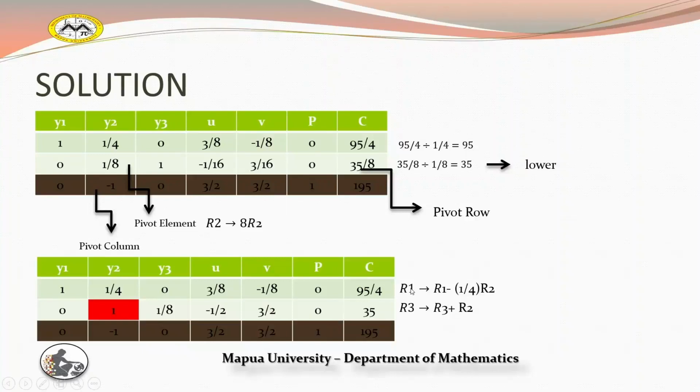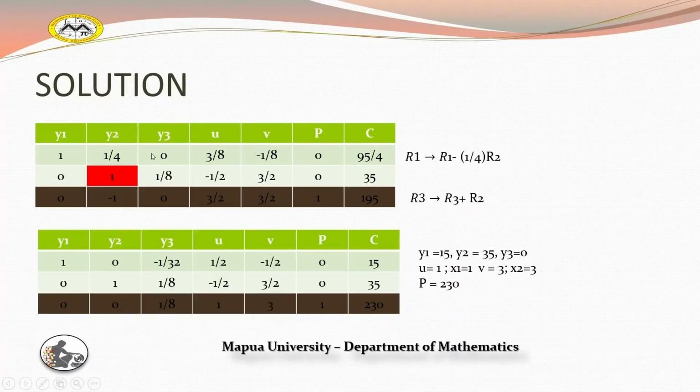Elementary row operation: row 1 can now be replaced as row 1 minus 1/4 of row 2. For row 3, it can now be replaced as the element in row 3 plus the element in row 2. So this will be our next simplex tableau, since again we have to retain the elements in row 2, so just simply rewrite it in the next simplex tableau. Then, for the elements in row 1, this is now row 1 minus 1/4 of row 2.